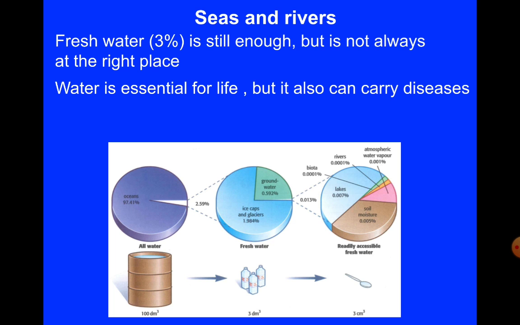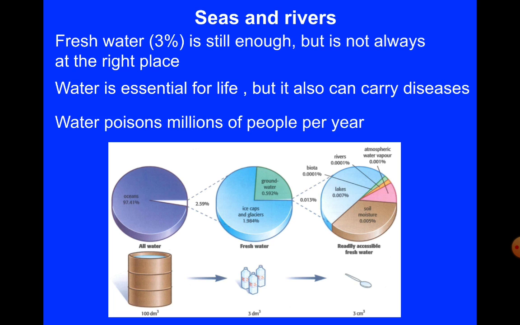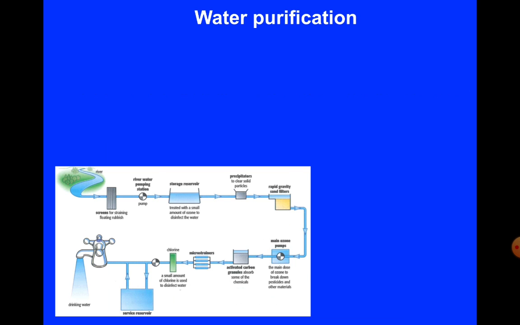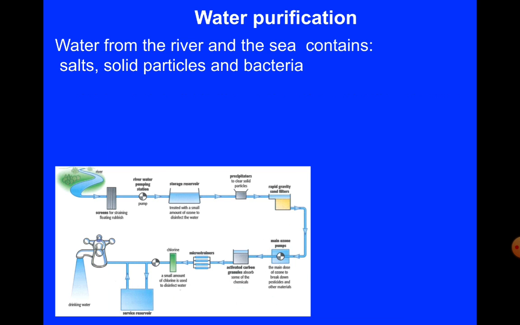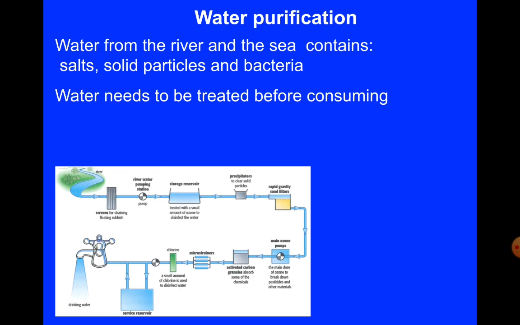Yeah? We know that water is essential for life, but it can also carry diseases. Water poisons millions of people per year. So, can we drink the water from the river, or just pump up water from the ground? I don't think so. That means we need to purify water. The water from the rivers and the seas contains salts, solid particles, and bacteria, and it needs to be treated before we consume it.